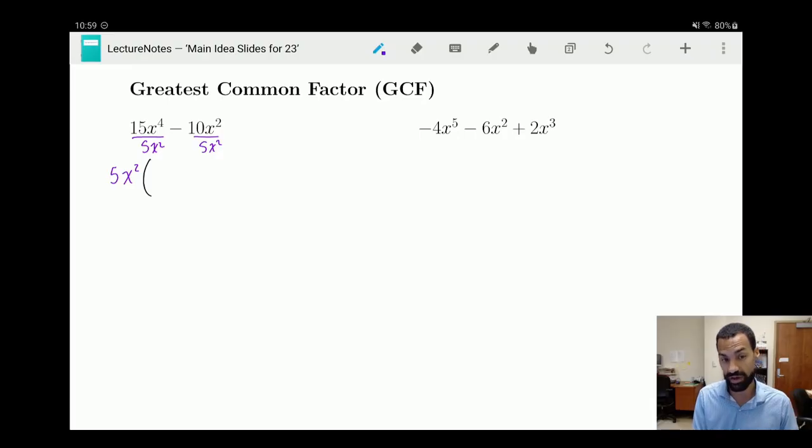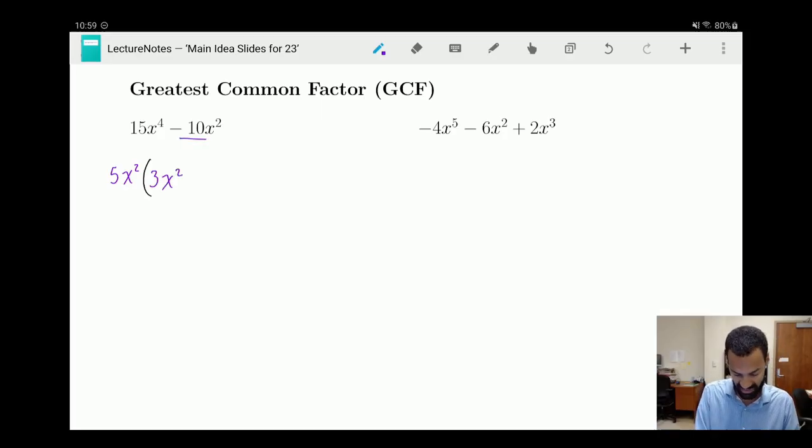You are factoring out 5x squared. So you're dividing those factors out of the term. So I'm gonna delete that for now, but understand that's what we're doing here, right, in our minds. 15 divided by 5 is 3. X to the fourth divided by x squared. Remember, you subtract your exponents. 4 minus 2 is going to be 2. So that's going to leave me with 3x squared.